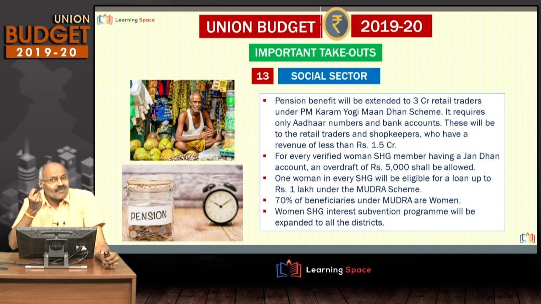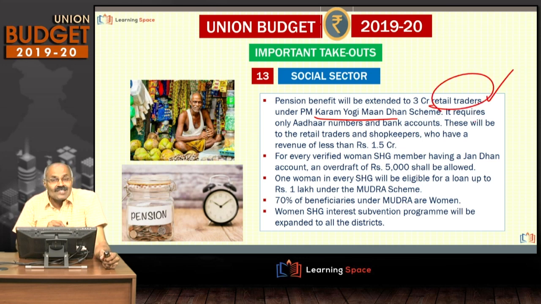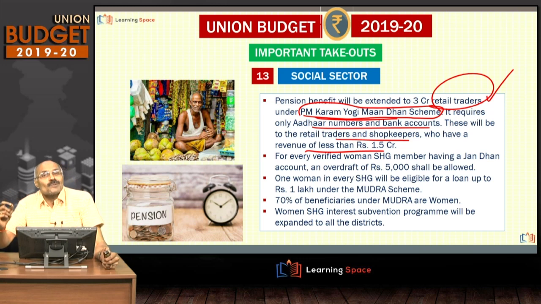Then the social sector: this is the Pradhan Mantri Karam Yogi Man Dhan scheme that is targeting retail traders. 3 crore retail traders are going to be targeted. They require only self-declaration, Aadhaar numbers and bank accounts. Right friends, the retail traders and shopkeepers who have revenue of less than rupees 1.5 crore will be enlisted under this PM Karam Yogi Man Dhan scheme. That is nothing but a pension scheme for old age, please don't forget.